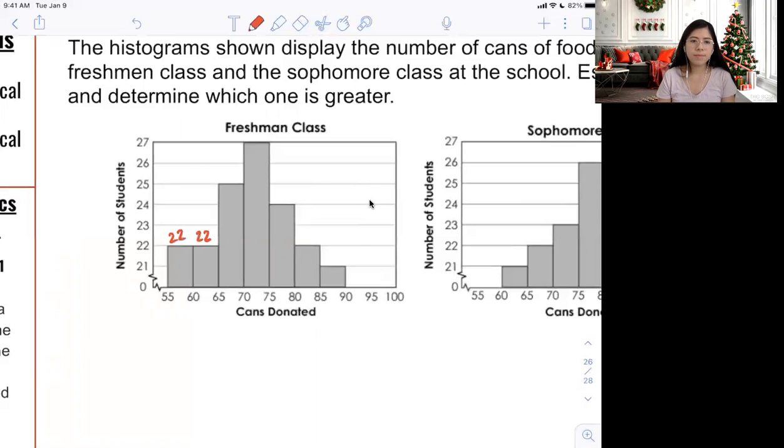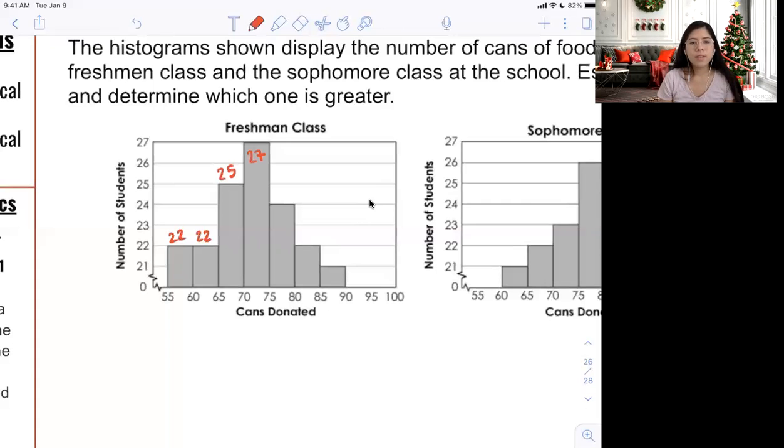The next bucket is 25. The next bucket is 27 or higher. Maybe it's 27. On a histogram, if that's the top value, that's where it stops. It doesn't go higher than that.